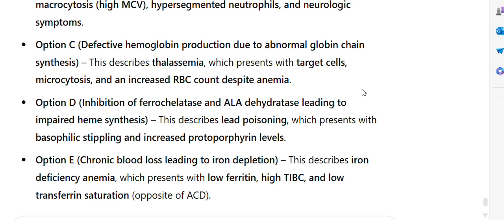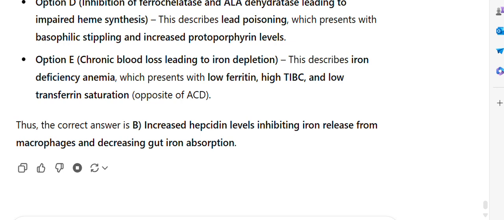Option E, chronic blood loss leading to iron depletion. This describes iron deficiency anemia, which presents with low ferritin, high TIBC, and low transferrin saturation, opposite of ACD. Thus, the correct answer is B. Increased hepcidin levels, inhibiting iron release from macrophages, and decreasing gut iron absorption.